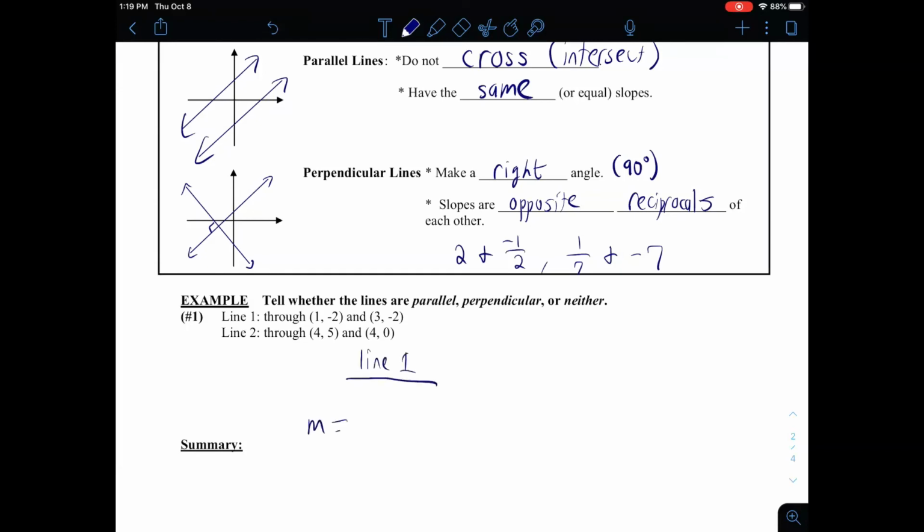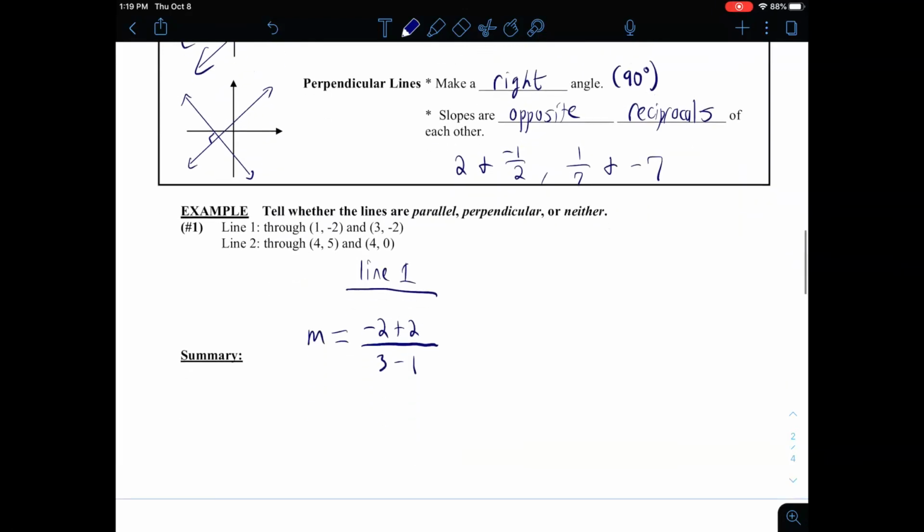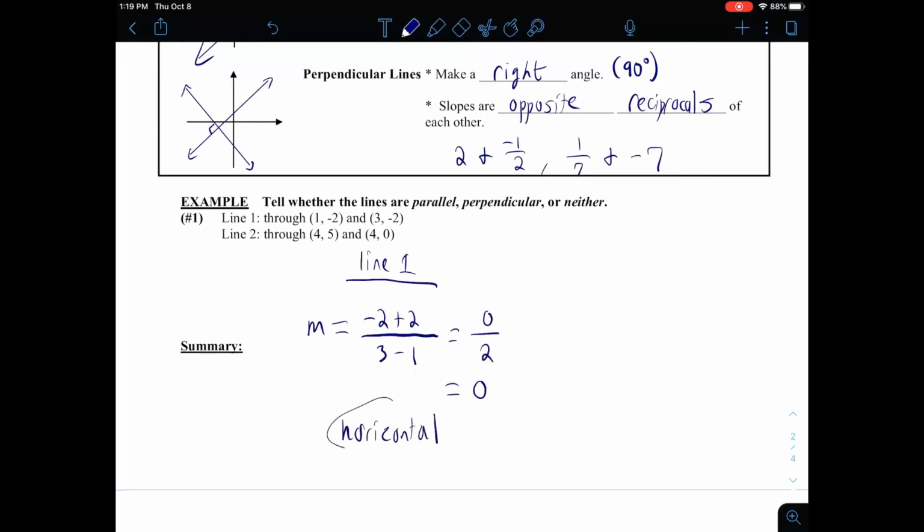We're doing m equals y2 minus y1 is going to be negative 2 plus 2 over 3 minus 1, which equals negative 2 plus 2 is 0 over 2, which equals, well, what's 0 divided by 2 going to be? It's going to be 0. So slope of 0 is what kind of line? Horizontal, y equals, it's 0 slope. It's going to be a horizontal line right here.